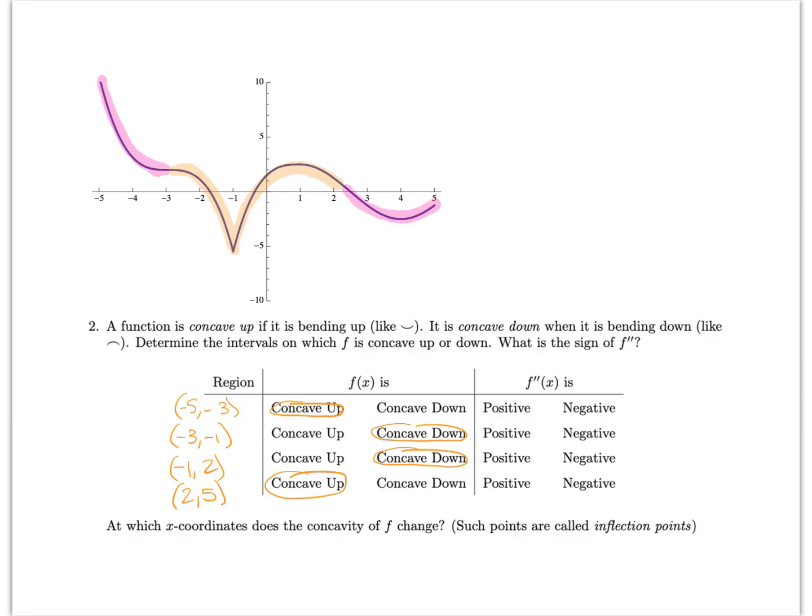Okay, so now I want to look at f double prime, the second derivative, and determine if it's positive or negative. So the way I'm going to do that is to look at f primes and look at what is happening to the f primes. Are they increasing or decreasing, right? Because remember, we saw earlier that f prime positive meant f increasing, right? And f prime negative meant f decreasing.